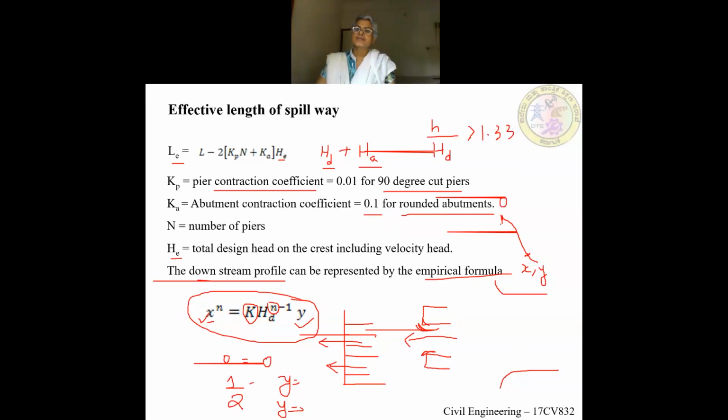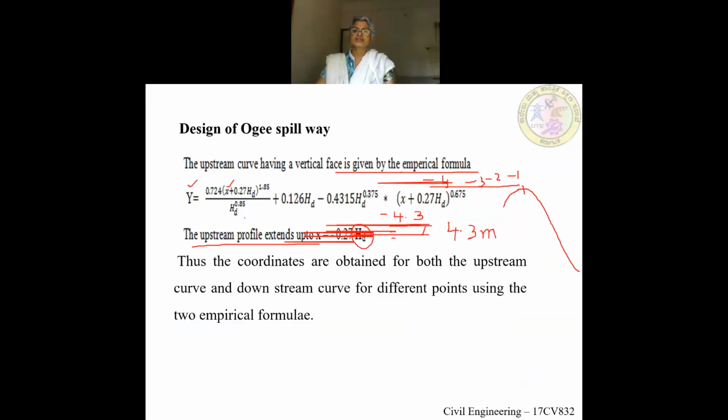The coordinates of the downstream side curve are given by this formula, and the coordinates of the upstream curve, which is towards this side from the top of the crest, are given by this formula. So using the two formulas, you can find the coordinates. In the next session, we will take up a numerical example for the design of the Ogee spillway. Thank you.